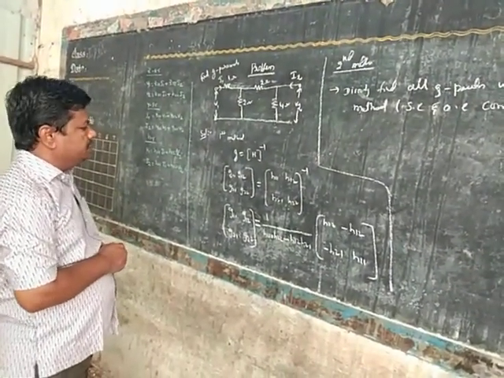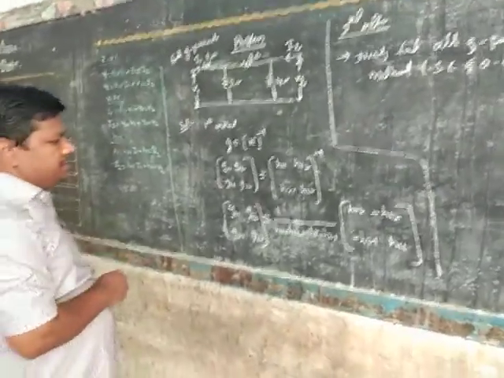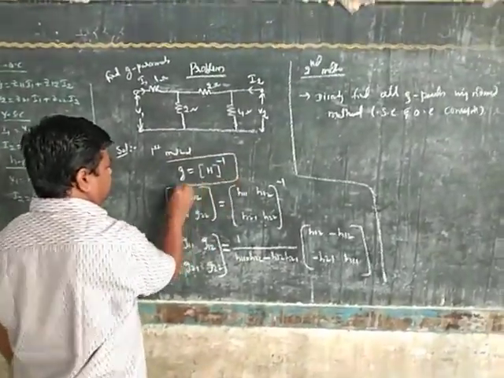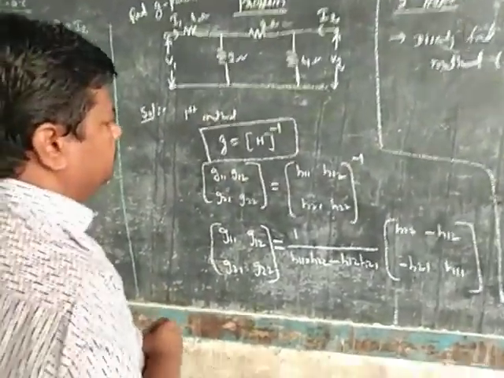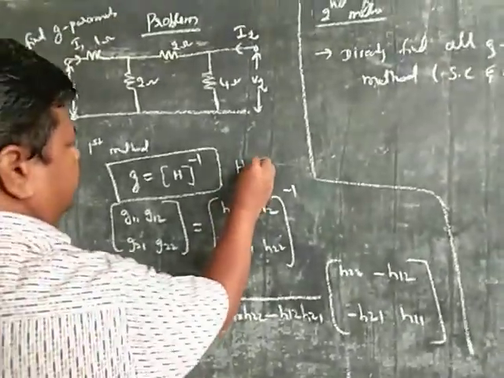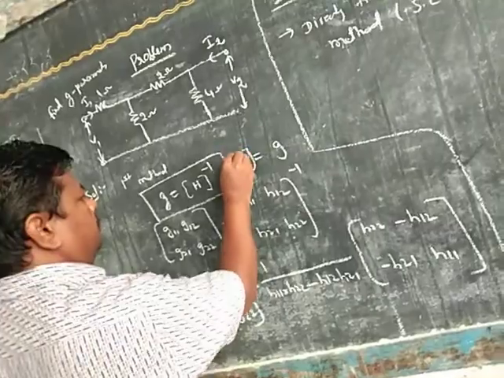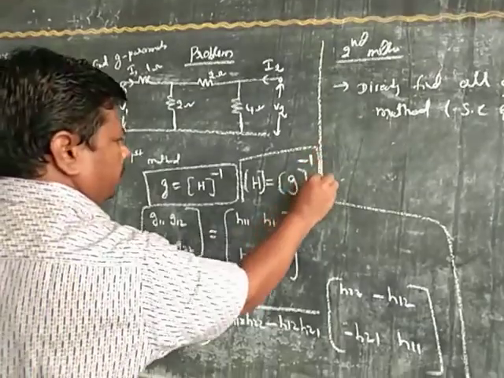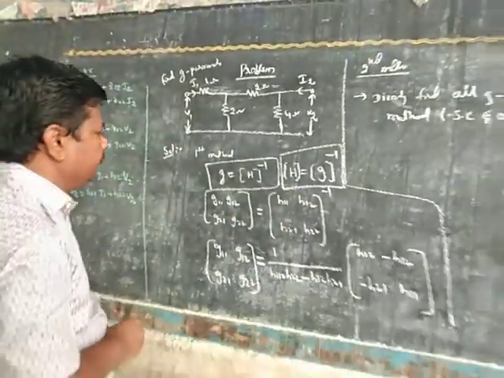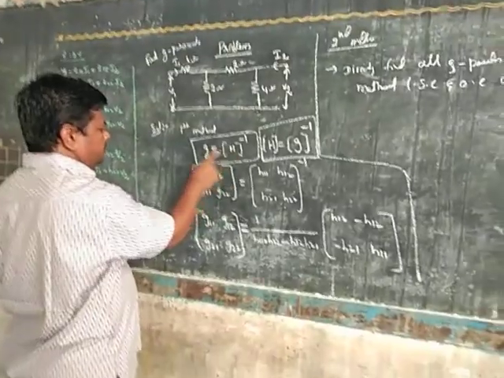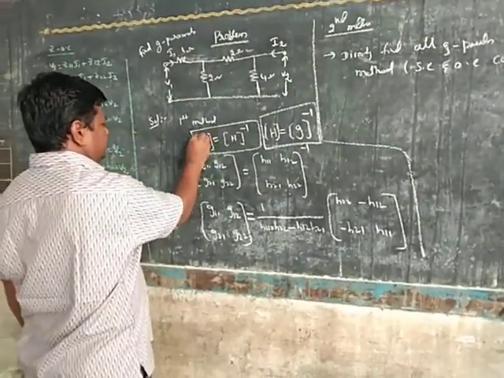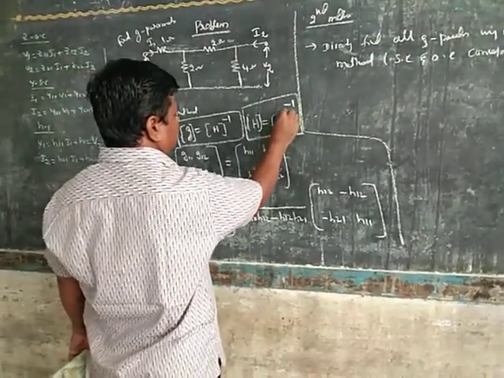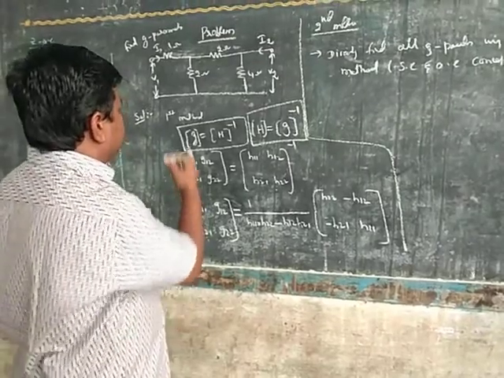First find the h parameters, then after that find the g parameters using h parameters. The relation between g parameter and h parameter is g is equal to h inverse. Similarly, if we know the g parameters, h is equal to g inverse. These two are important. These two are inverses. If you know the h parameters, g is equal to h inverse. If you know the g parameters, h is equal to g inverse. Right.